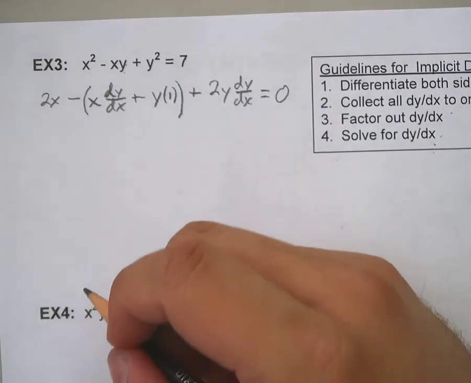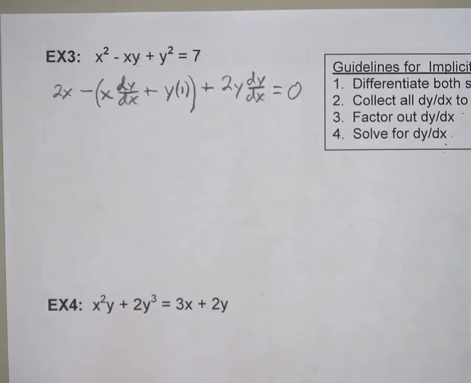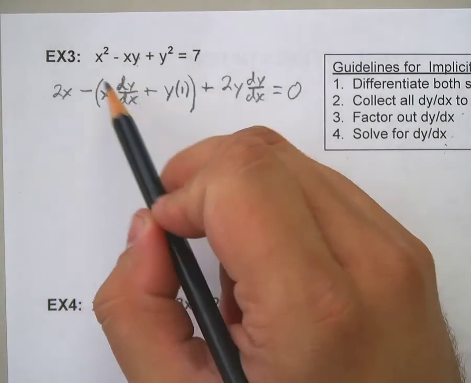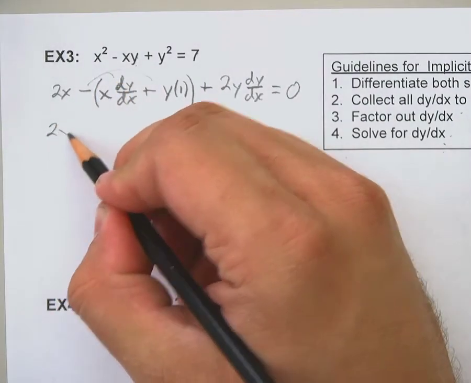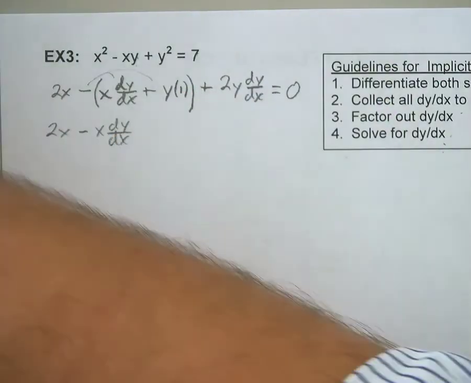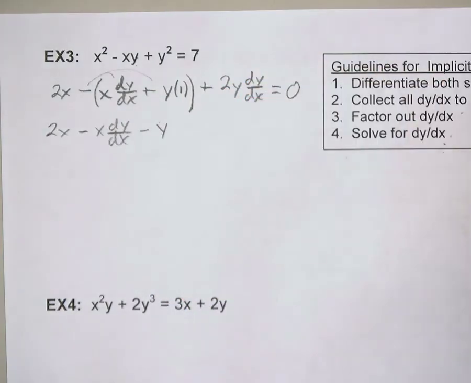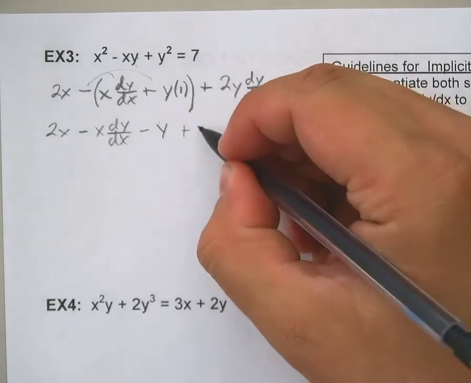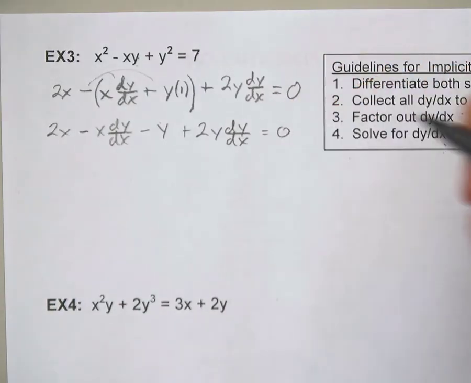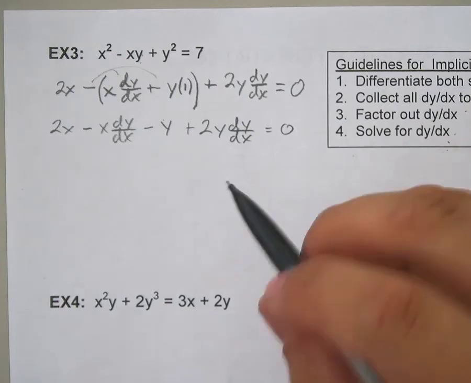Okay? So, number 1, differentiate both sides. There's both sides differentiated. Step number 2, collect all dy dx's to one side. So let's go ahead and distribute this negative here, and let's drop these parentheses. 2x minus x dy dx. Let's see if I can change to a sharper pencil. Minus y times 1 is y plus 2y dy dx. And what I'm going to do is get all of my dy dx to one side and everything that doesn't have a dy dx to the other.